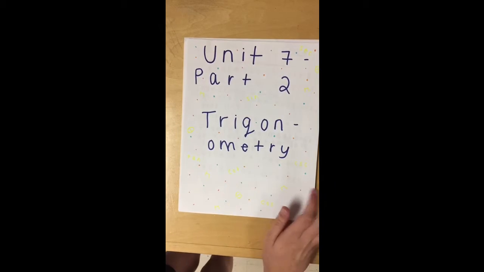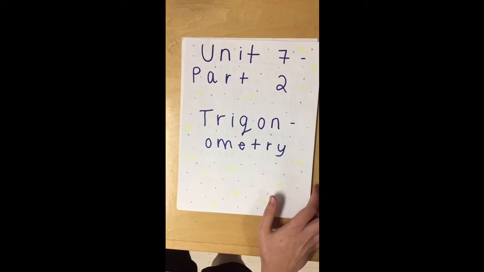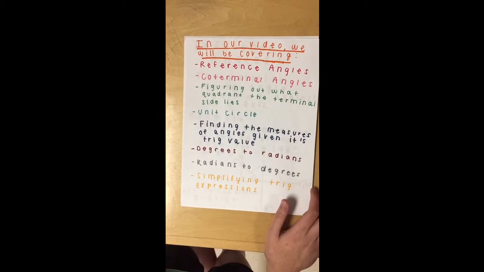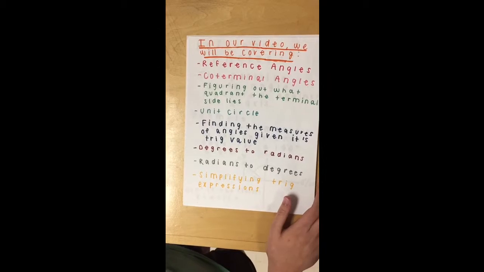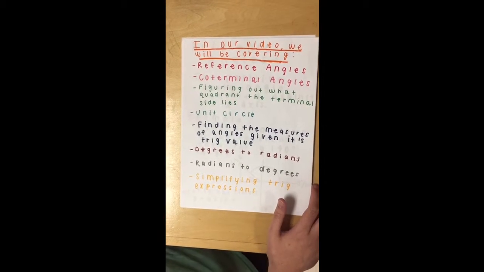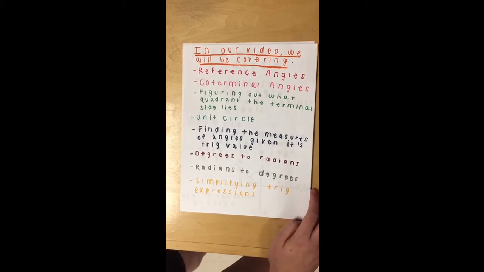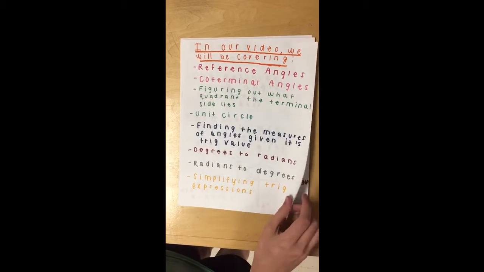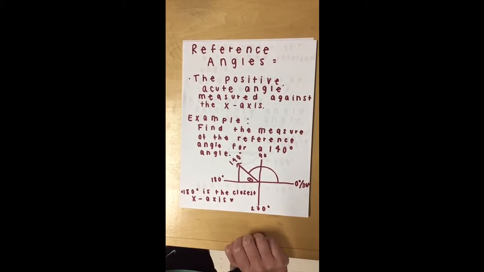So our unit was Unit 7, Part 2, Trigonometry. In our video, we're going to be covering reference angles, coterminal angles, figuring out what quadrant the terminal side lies in, the unit circle, finding the measures of angles given its trig value, degrees to radians, radians to degrees, and simplifying trig expressions. So the first thing is reference angles.